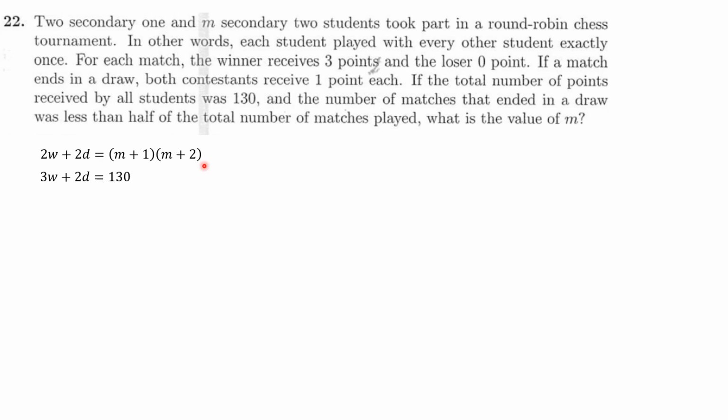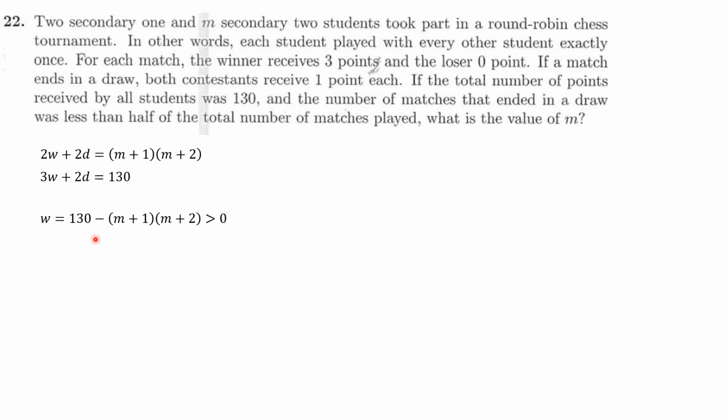Okay, so how are we gonna solve these equations? Right. So if I subtract from the second equation the first equation, what I end up with is just W, right? 3W plus 2D minus 2W plus 2D, so you just have W. And it's equal to 130 minus (m plus 1) times (m plus 2). So this is the number of games that end up with a clear winner and a loser.